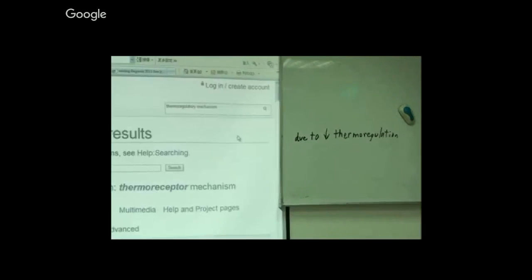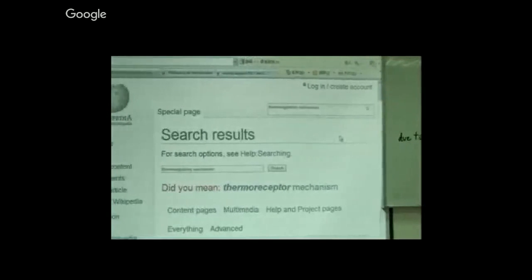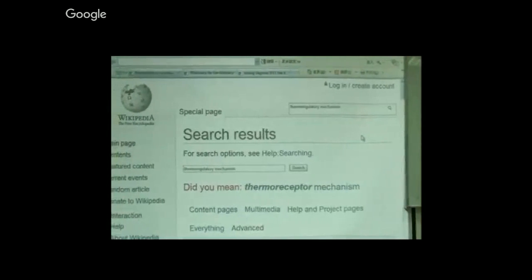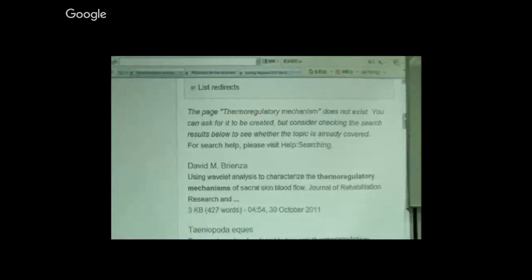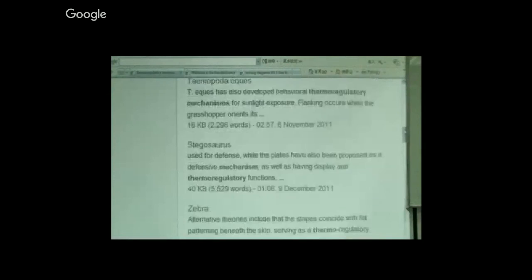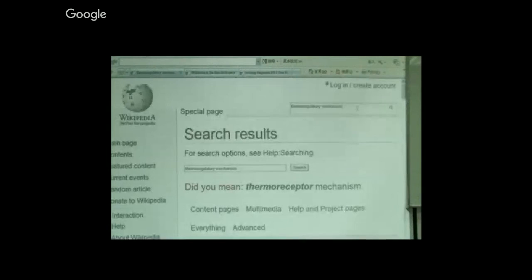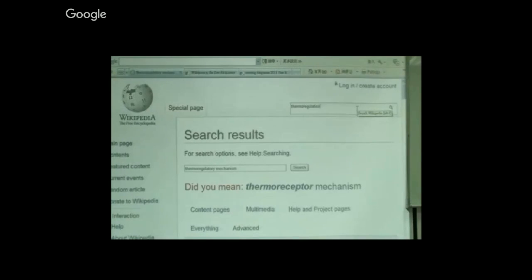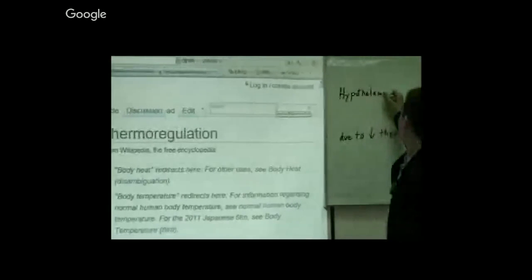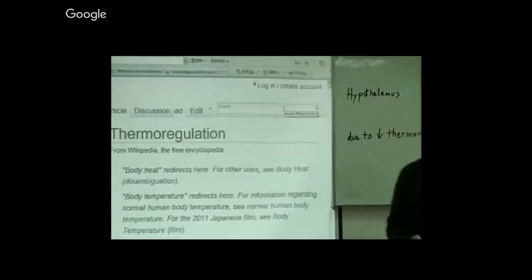By the way, where is the temperature control in your body? Which part of the brain? Hypothalamus. In the hypothalamus.